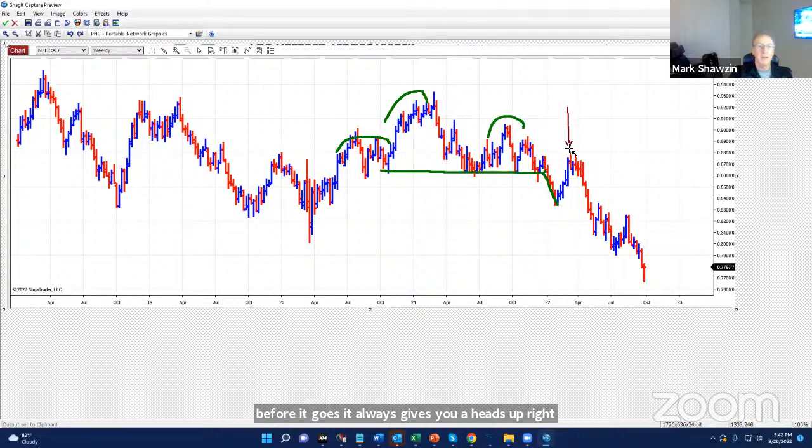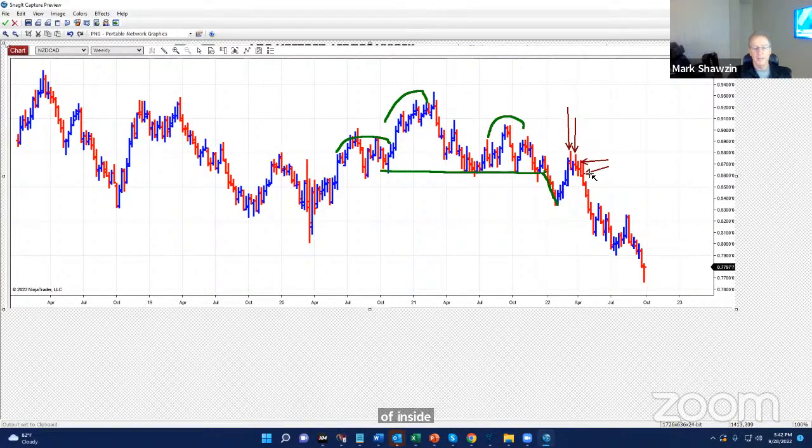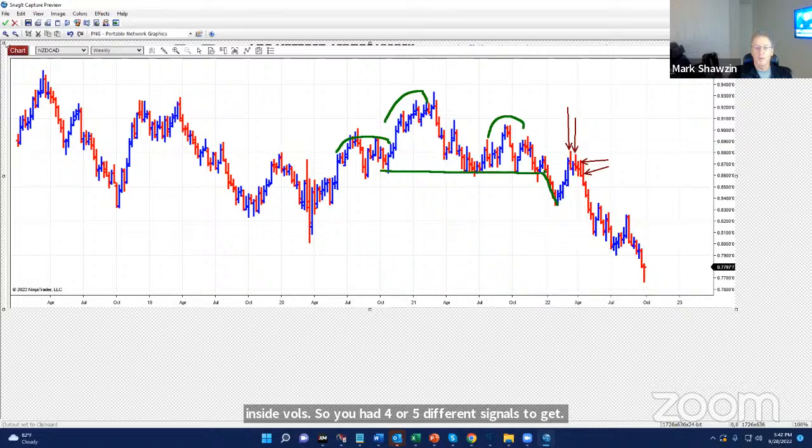Right here, this thing made a new high and closed on the low, right there. Then it made a new high, close on the low. Then you had a series of inside bars. So you had 4 or 5 different signals to get in short here. All you had to do is put a sell stop underneath all these lows, and you were from 86 all the way down to 76, 1,000 pips.